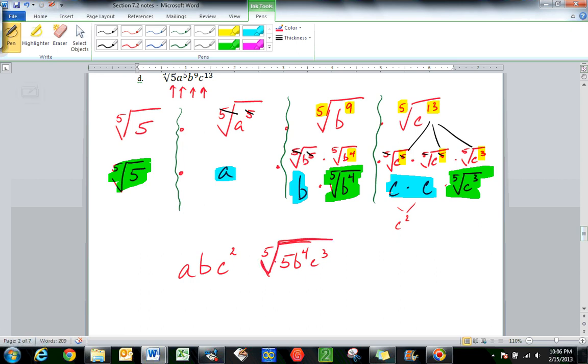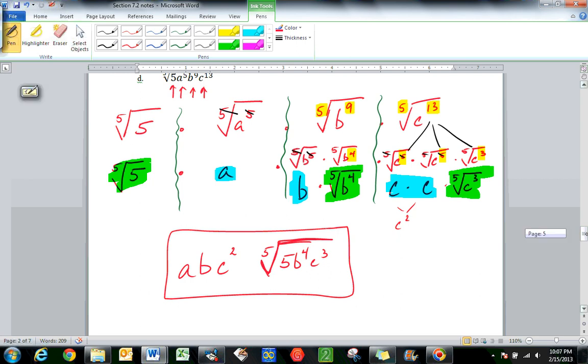Now, this is all being multiplied together, but be careful here. If you wrote your c squared too close to the fifth root, you could get some funny looking answers. It could look like it was c to the 25th power or something of that nature, and we don't want that to happen. So this is actually our final simplified form of that. And so that is a very complicated problem, and you can see that these things can get drawn out pretty complex.